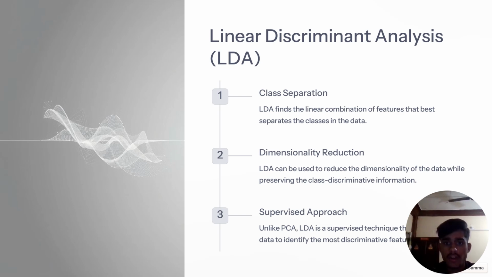First, class separation. LDA finds the linear combination of features that best separates the classes in the data. Second, dimensionality reduction. LDA can be used to reduce the dimensionality of the data while preserving the class discriminatory information. Third, supervised approach. Unlike PCA, LDA is a supervised technique that requires labeled data to identify the most discriminative features.